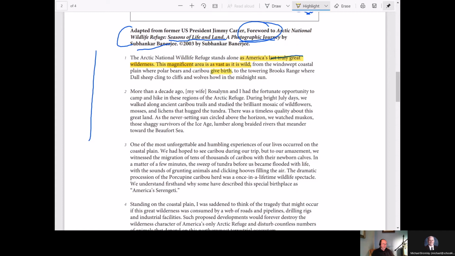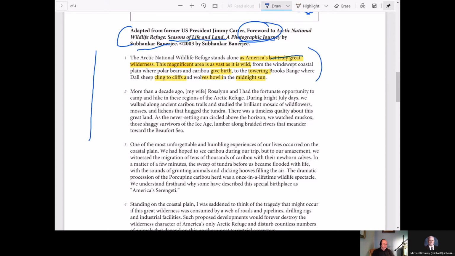Now, I don't know quite why he's just talking about them giving birth, but there must be some imagery there he wants us as the reader to take to. The towering Brooks Range where Dall sheep cling to cliffs, right? That's an alliteration there. And wolves is an imagery. Wolves howl at the midnight sun. So obviously Carter wants us to feel really good about the Arctic National Wildlife Refuge as this place where all these wonderful things go on with the animals.